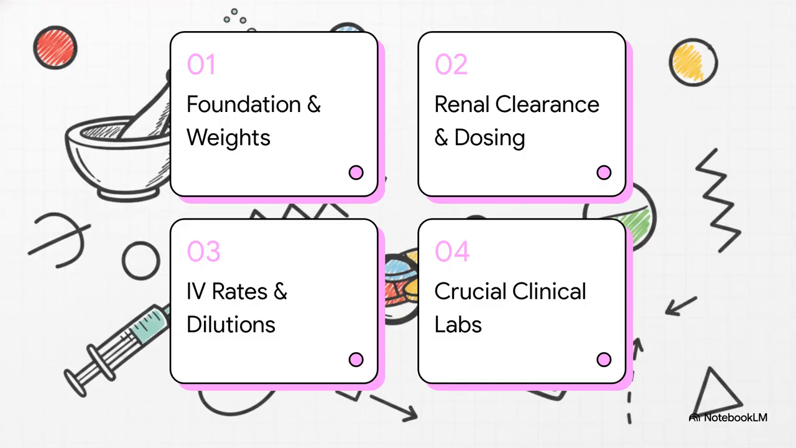So here's our game plan for today's explainer. We're tackling 4 major formula families: foundation and patient weights, renal clearance and dosing, IV flow rates and dilutions, and finally, interpreting crucial clinical labs. Let's dive right into this.